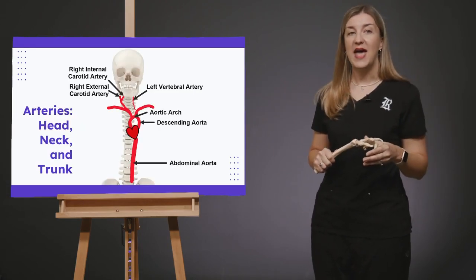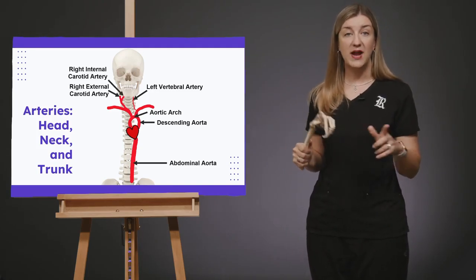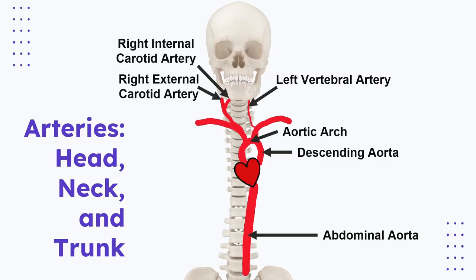Major arteries of the head and neck include the right and left common carotid arteries, which then branch into the right and left internal and external carotid arteries, and the right and left vertebral arteries, which run in the transverse foramen of the cervical vertebrae. Major arteries of the trunk include the aortic arch coming directly off the left ventricle, which becomes the descending aorta, which continues as the abdominal aorta, which supplies blood to the major abdominal organs and the entire lower half of the body.